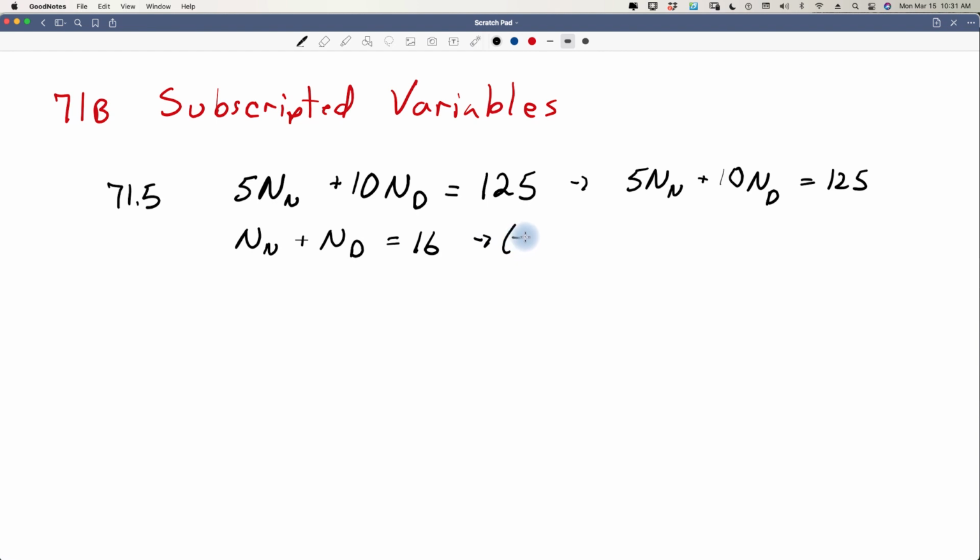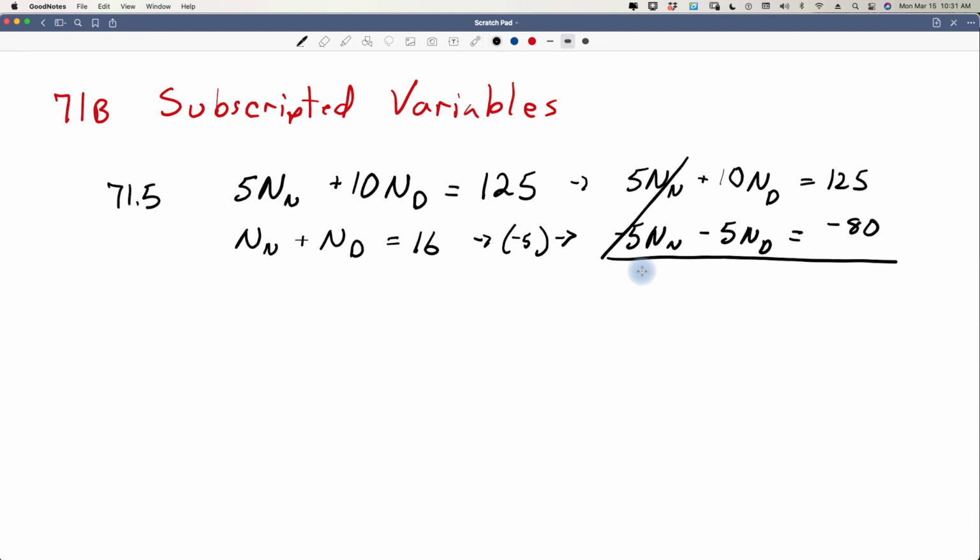So we're going to multiply times -5. And that's going to give us -5 times the number of nickels and -5 times the number of dimes. And that's going to equal -80. Let me double check. Yes, -80. And now we're going to use elimination. Those would cancel. This would become 5 times the number of dimes equals 45. So when we divide both sides by 5, we get that the number of dimes is equal to 9.